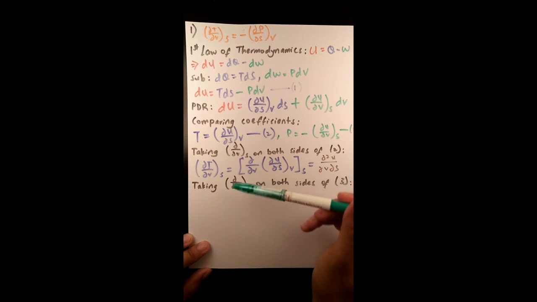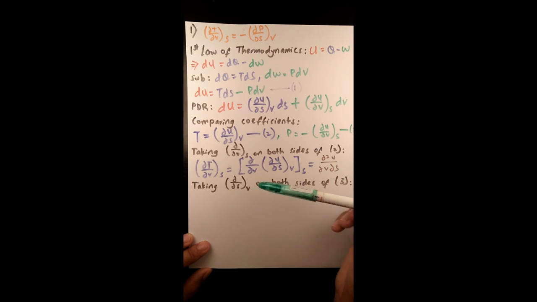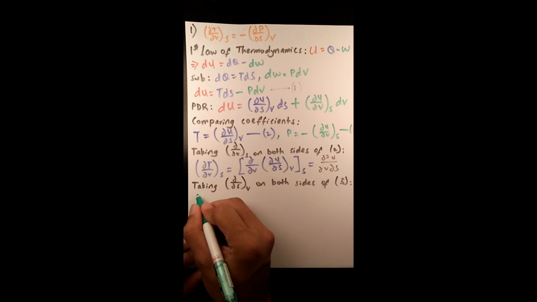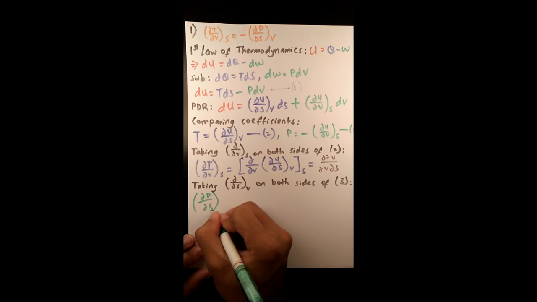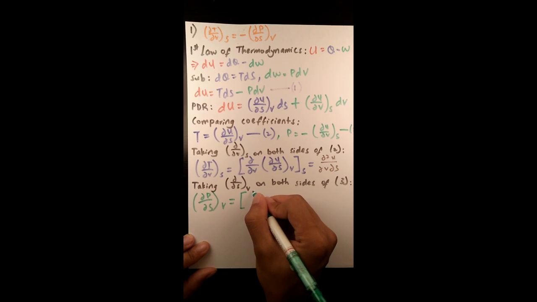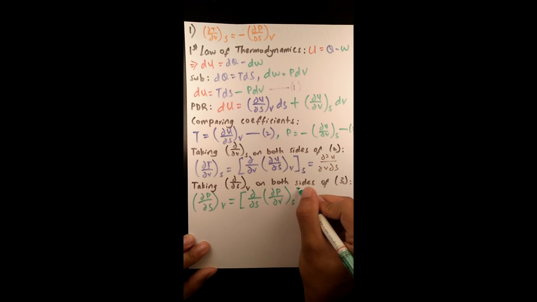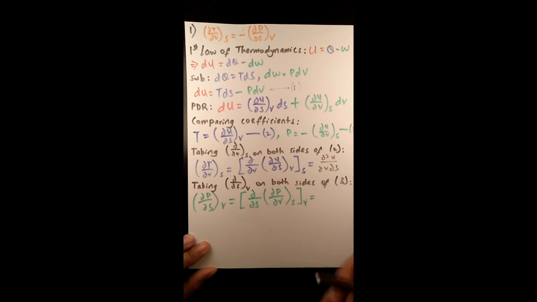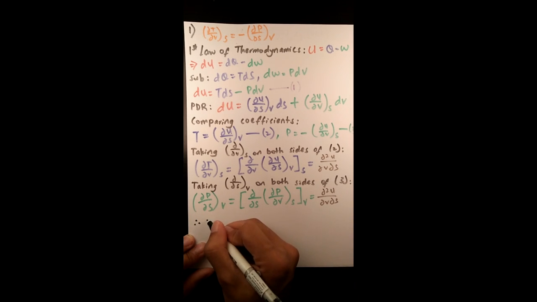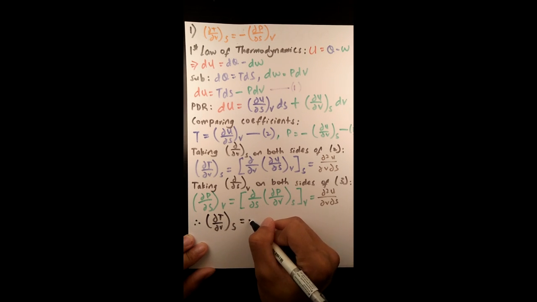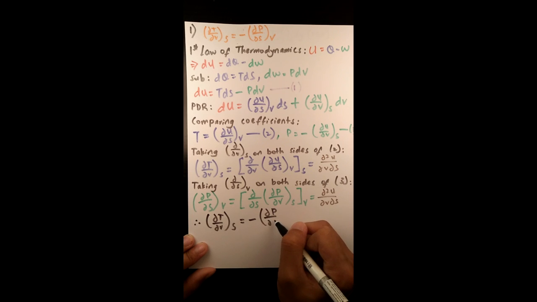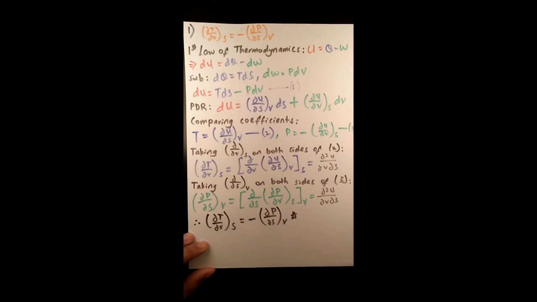Taking partial derivative with respect to S keeping V constant on both sides of equation 3, we get ∂P/∂S keeping V constant equals ∂/∂S of (∂U/∂V keeping S constant) keeping V constant, which equals negative ∂²U over ∂S∂V. Therefore, we get the equation ∂T/∂V keeping S constant equal to negative ∂P/∂S keeping V constant, which is what we set out to prove.